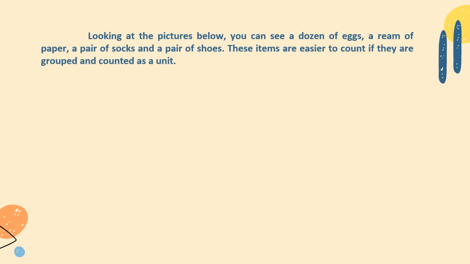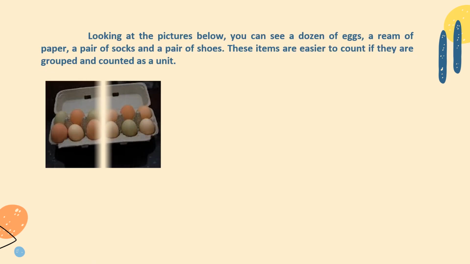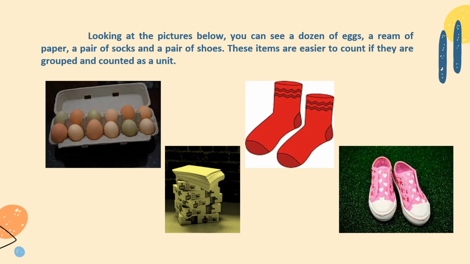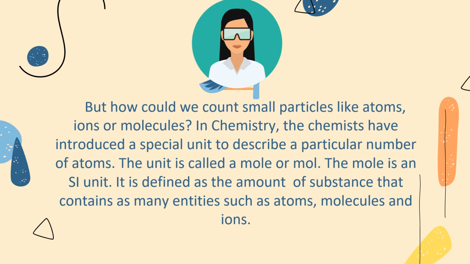Looking at the pictures below, you can see a dozen of eggs, a ream of paper, a pair of socks, and a pair of shoes. These items are easier to count if they are grouped and counted as a unit. So what are the things that you can buy? But how could we count small particles like atoms or ions or molecules?